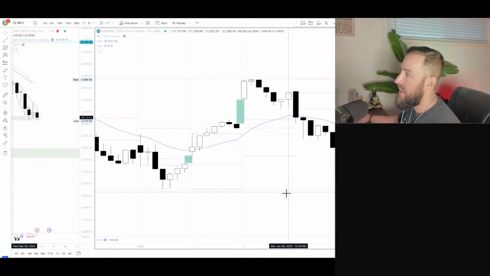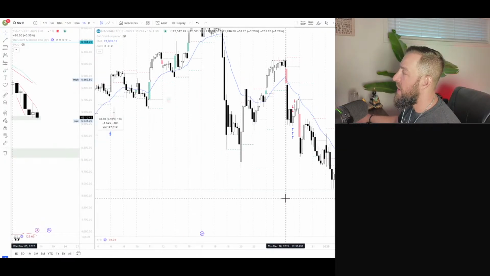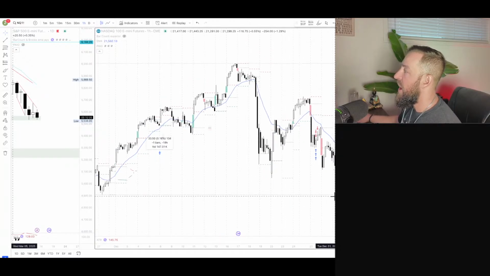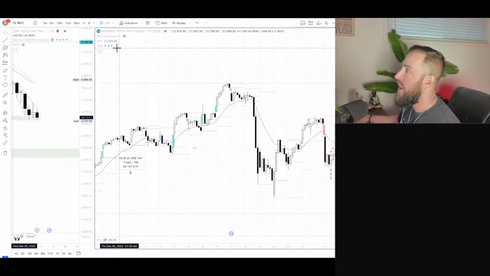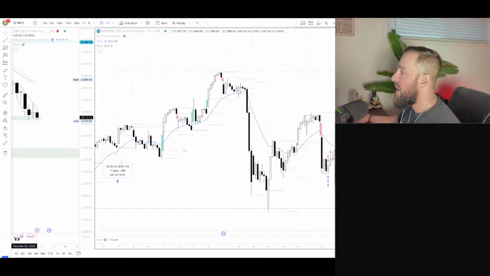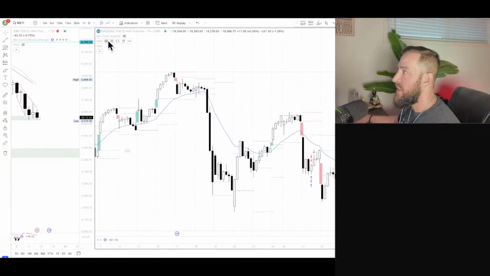Okay, now how did he find those? He's just looking for prior highs, right? Every time the market made a prior high, he's like, okay, let's have a look there and see what's going on. So if we look at the chart here, let's just take off all of these indicators so that it's just nice and clean, okay?